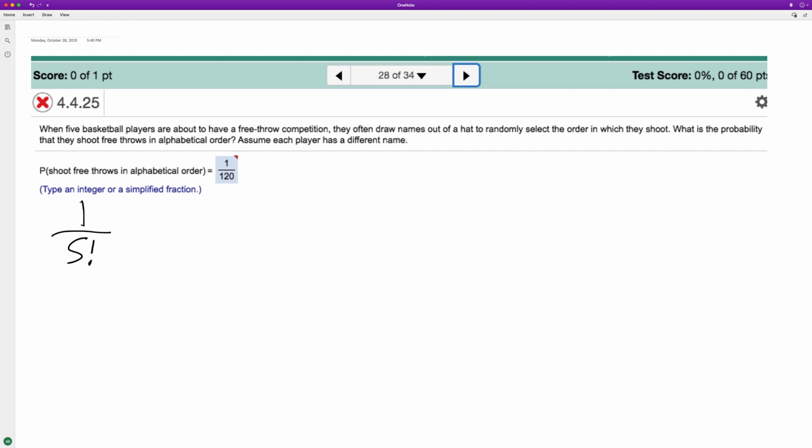five factorial, which is just going to be 1/5 × 4 × 3 × 2 × 1 probability, which is equal to 1/120. So 1 out of 120 chance that they just happen to be alphabetically ordered.